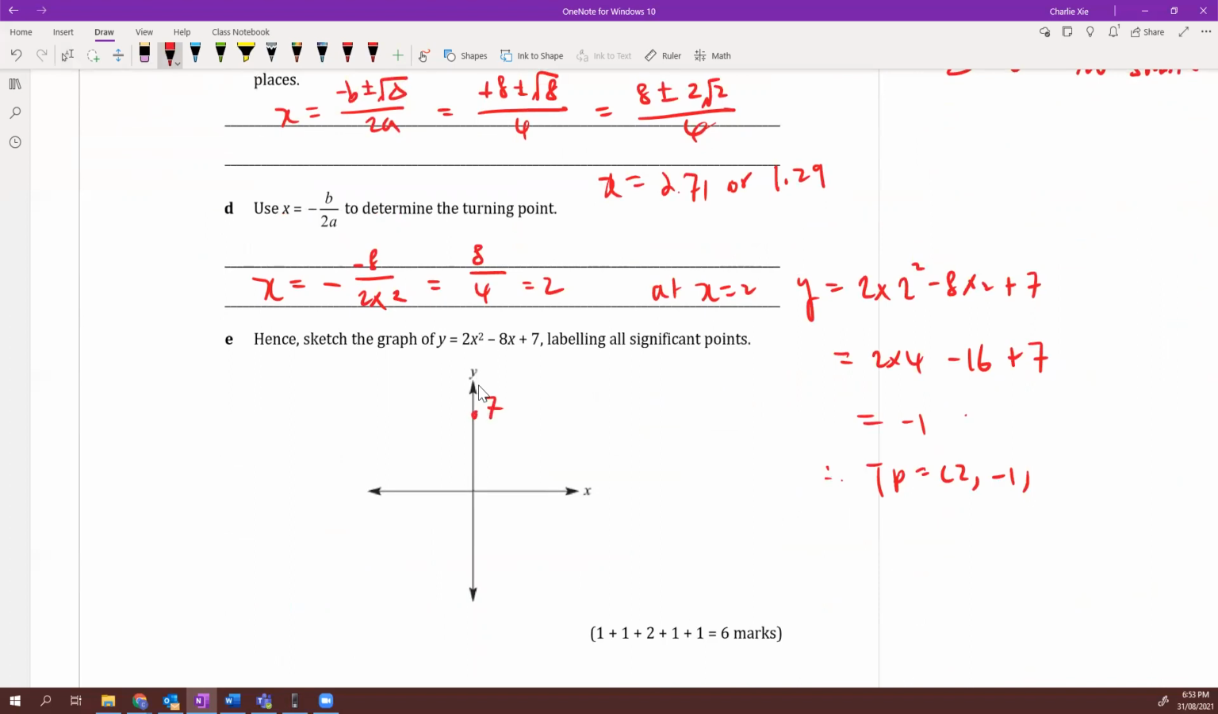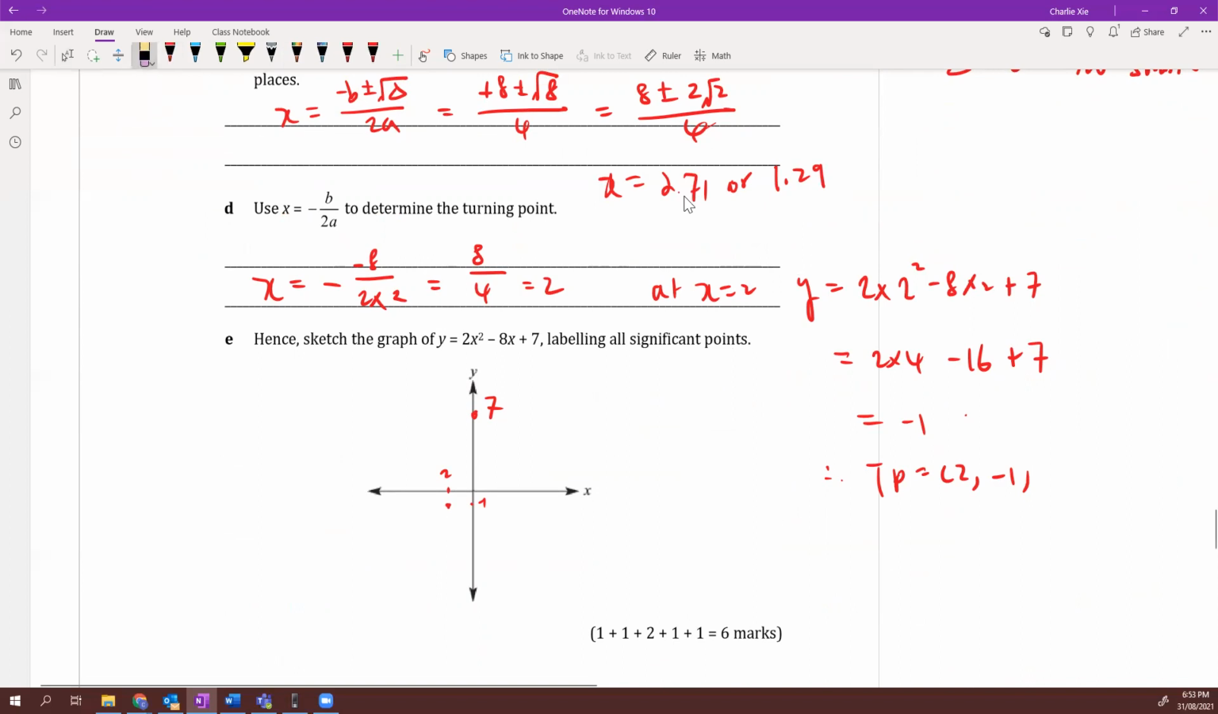So first one, 7. And turning point is 2, -1. Over here, this 2 is too big. I'm going to write my 2 here. So here, that's your turning point. That's your x-intercept. And our y-intercept has been found here, 2.71 and 1.29.